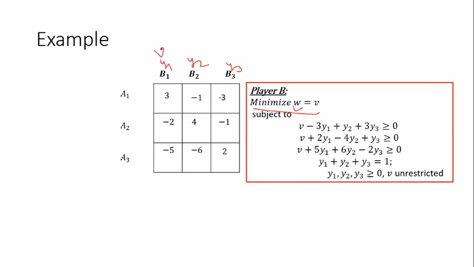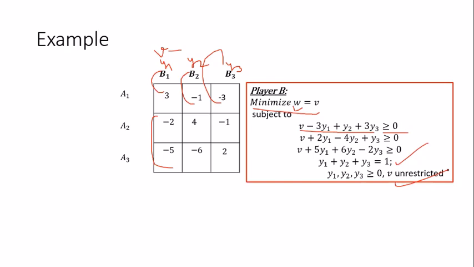Here also the structure of the constraint is the same: V minus, so it's 3y1, this is minus so it becomes plus, plus 1 times y2 plus 3 times y3. That's the first constraint's left-hand side, and it is greater than or equal to 0. In player A it is less than or equal to 0, in player B it is greater than or equal to 0. And similarly the remaining two constraints can be written, and y1 plus y2 plus y3 equals 1.